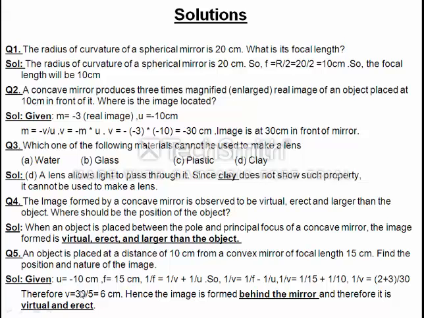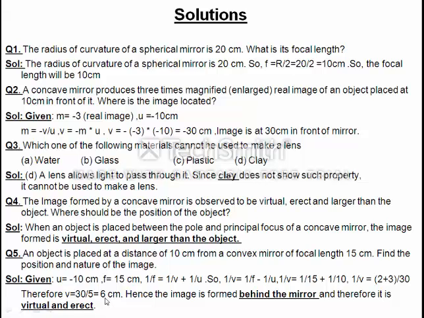So here u is given, f is given. We know the mirror formula: 1 by f is equal to 1 by v plus 1 by u. So we can say that 1 by v is equal to 1 by f minus 1 by u. So 1 by v is equal to 1 by 15, and minus and minus will become plus, so plus 1 by 10. The LCM of 15 and 10 will be 30. Here 2 plus 3, so 1 by v is equal to 5 by 30, or v is equal to 30 by 5, that is 6 centimeters.